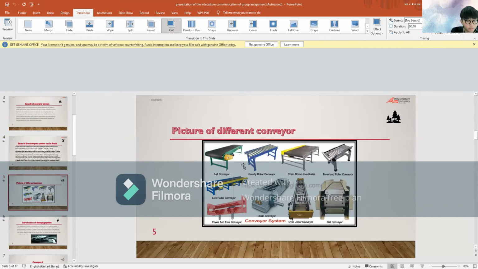These are the types of conveyors that I mentioned just now: belt, gravity roller, chain drive, and of course the pneumatic conveyor system, which is not shown in this picture.